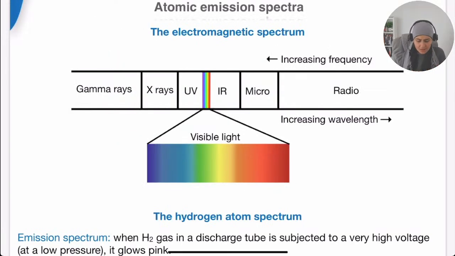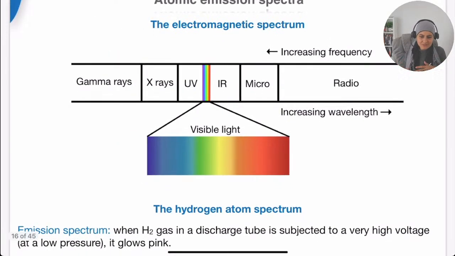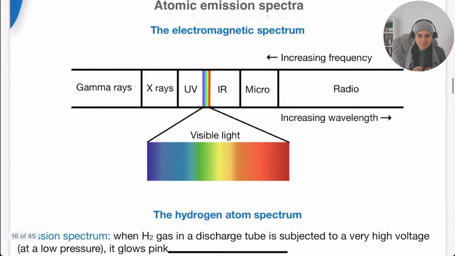Even though it is in the data booklet and you can use it now for paper one as well, it's still good to know that UV light has a higher energy than visible light, higher energy than infrared, and then inside the visible light, the violet light has the highest energy, red light has the lowest energy.